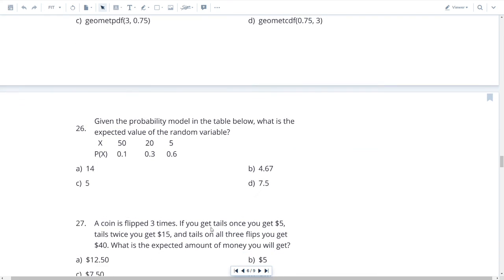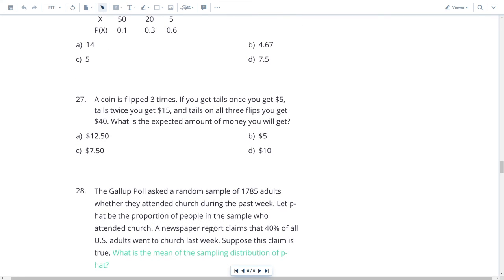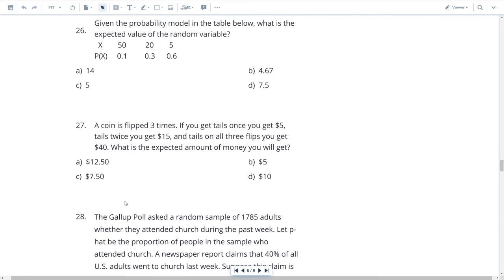Number 26. Let me just cue this up. On number 26, 56% of you got this right. Given the probability model in the table below, what is the expected value? Expected value. Again, something we're probably going to be reviewing in the next few weeks. Expected value of the random variable.